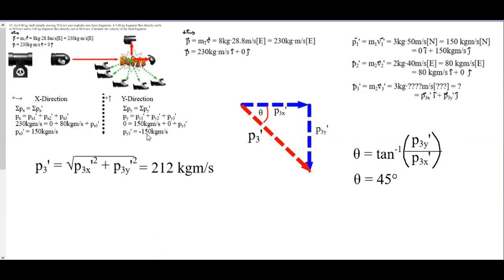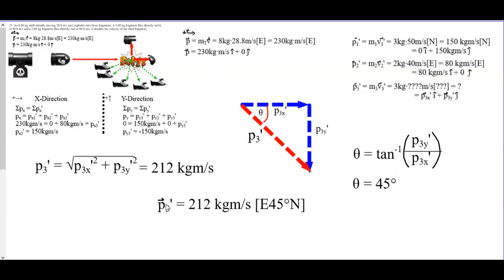I know I've used some rounded numbers. I don't believe this is exactly 230. I don't believe one of these was exactly 150. I think this one's slightly different in the X. So it might be something like 44 or 46, but it's really close to 45. So this is just a rounded number.